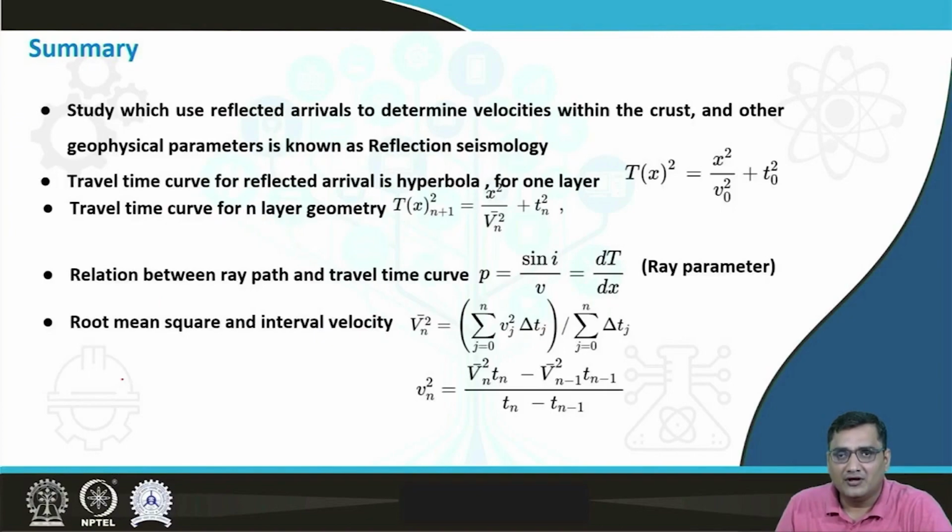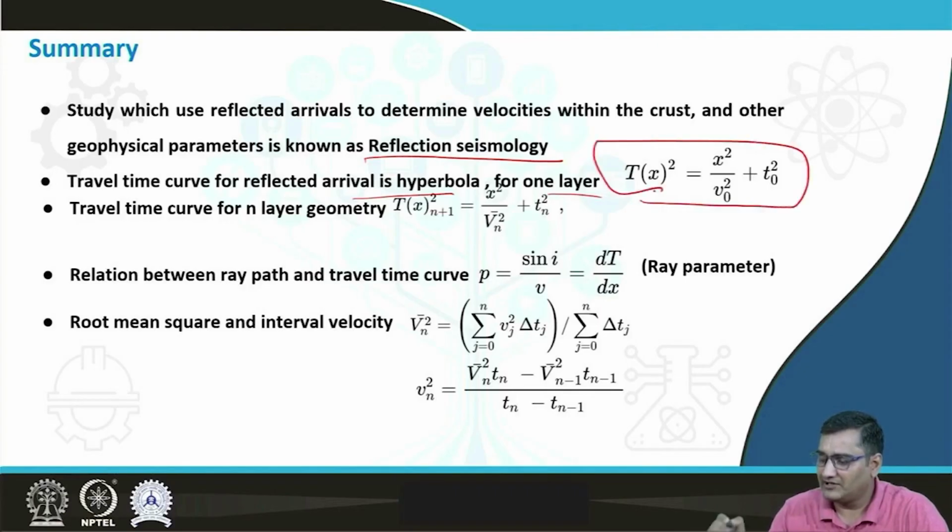So if we go to the summary of today's lecture, we have seen the study is using the reflected arrival times to determine the velocities within the earth. So it has wide application in the oil and gas industry, and can be used to find out various other parameters as well, and it is known as reflection seismology. The travel time curve for the reflected arrival is a hyperbola. For one layer, it can be this one, which is a hyperbola.